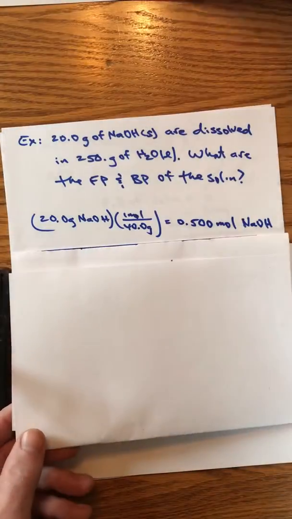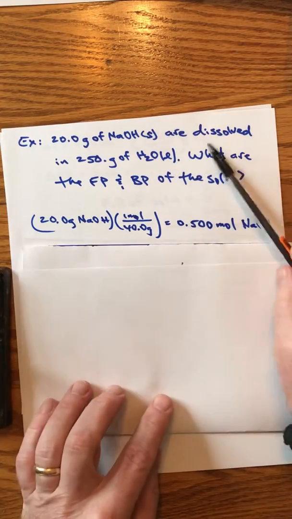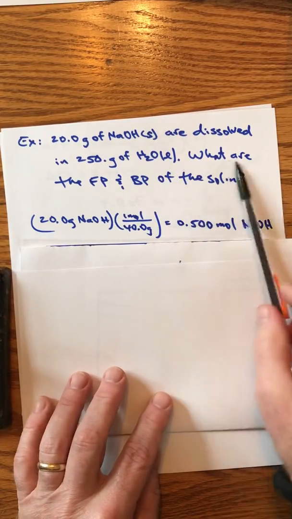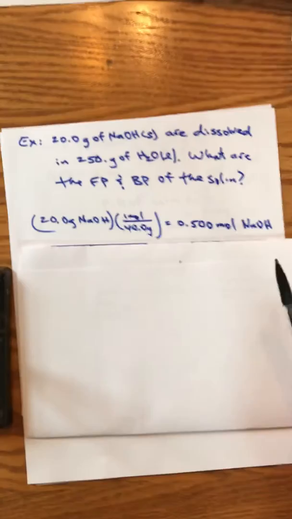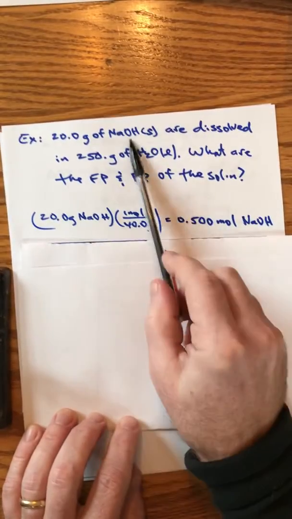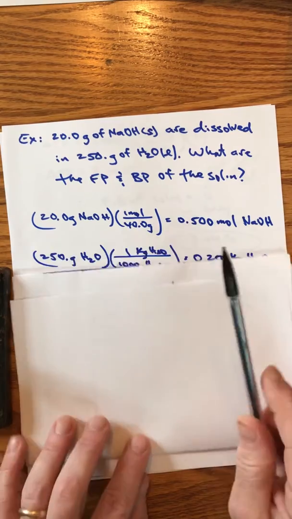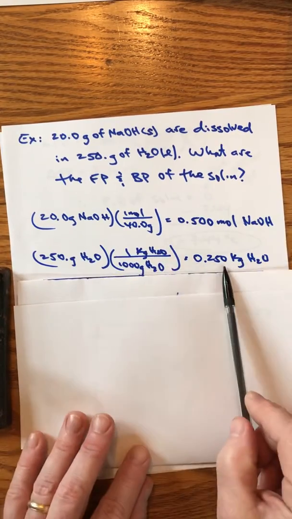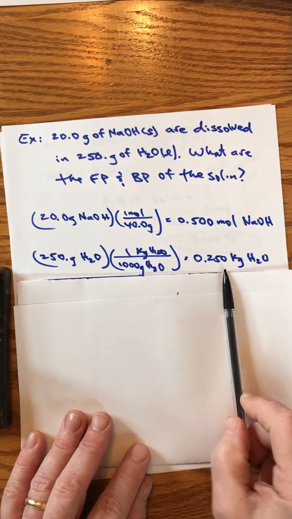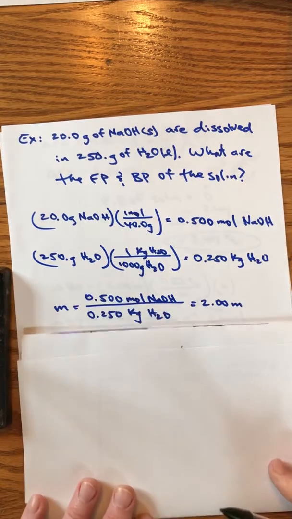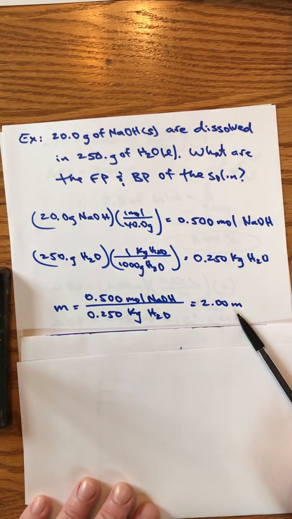If you've got 20 grams of sodium hydroxide solid dissolved in 250 grams of water, what are the freezing point and the boiling point of the solution? Well, NaOH has a GFM of 40, so 20 grams is half a mole. 250 grams of water is 0.25 kilograms. Molality is moles over kilograms. That's a 2.00 molal solution.